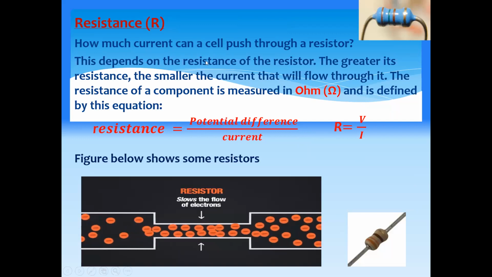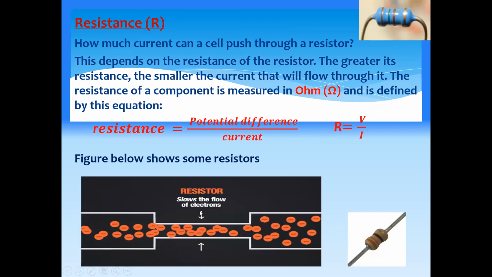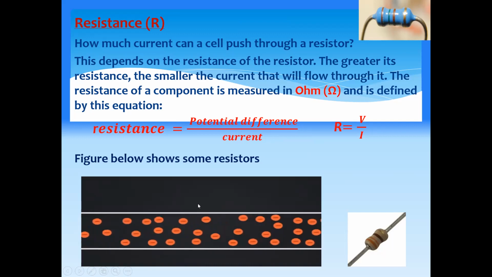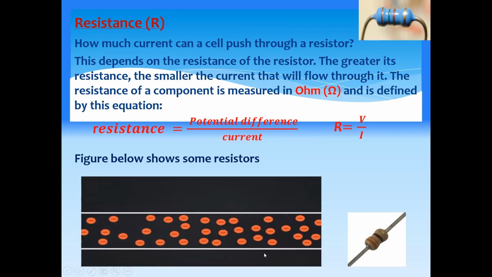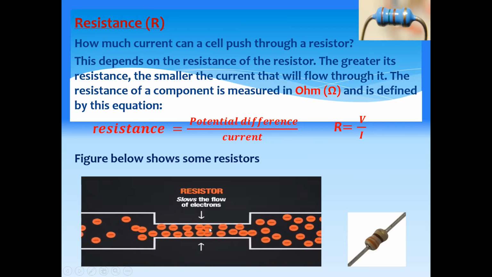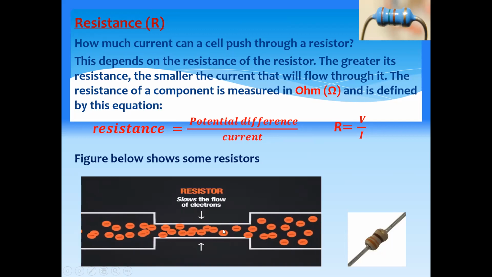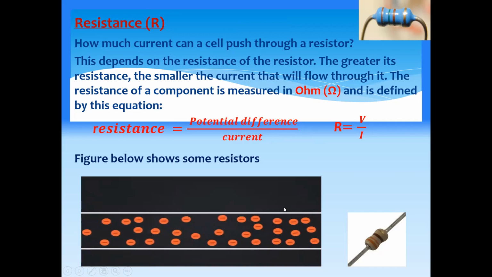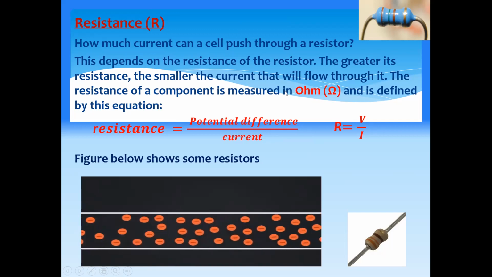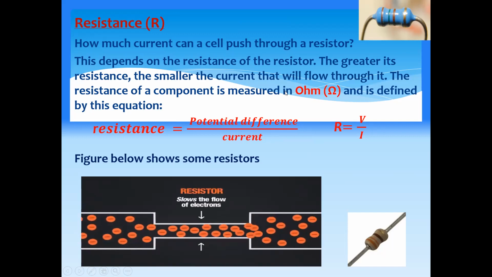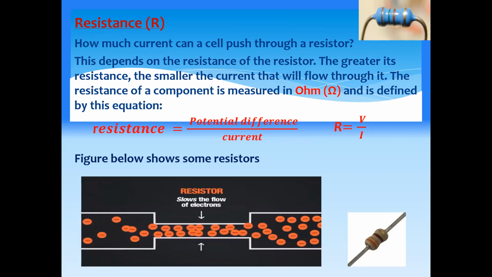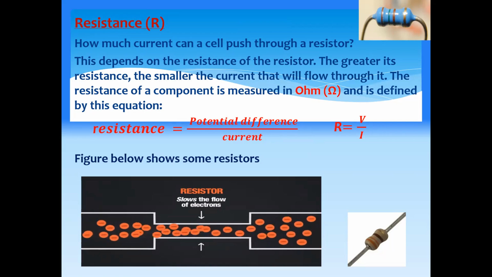As you can see here, when we narrow the passage, when we reduce the size, the charges find it difficult to move, or the charges slow down. But when we have a thicker wire, the charges can flow easily. That is why a thinner wire will have high resistance as compared to thicker wires.